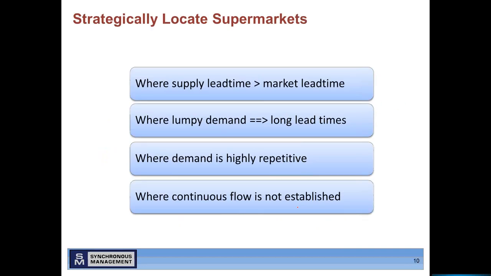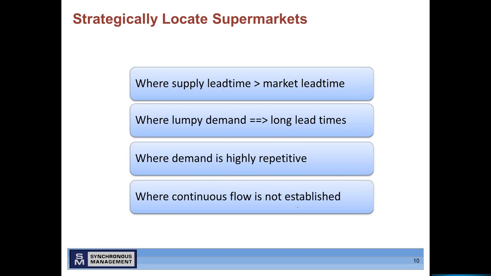Supermarkets. Let's talk a little bit about where we want to put supermarkets, at least strategically. Obviously, you want to get them as close to the point of use as possible physically, but strategically, if you understand your lead times to your value streams, and you understand the lead times required in the marketplace in order for you to gain market share, you can compare the two. And for any products for which your supply lead time is greater than the market required lead time, you're going to have to carry some inventory somewhere, or you won't be able to meet that market lead time.